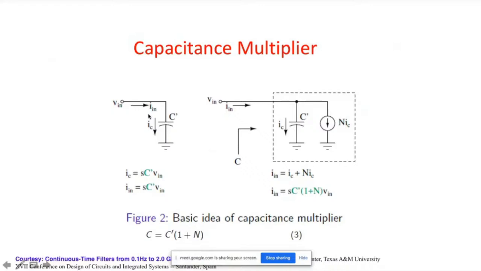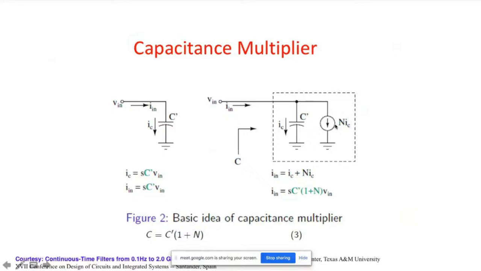It is a continuous time filter, 0.1 hertz to 2 GHz. It is called a capacitance multiplier. If you see the basic equation, I_N equals I_C, the current flowing through the capacitor is sC times Vin, which is the same here also. But there is a small change: more current is drawn at this node, multiplying by some I_C.